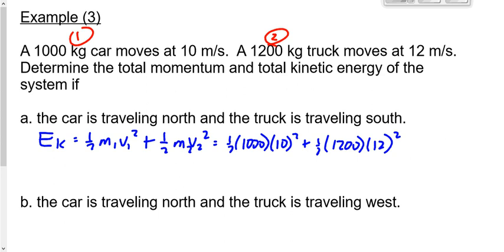Ten squared is 100, times 1,000 is 100,000, times half is 50,000. 12 squared is 144. Oh, I don't know what that is.